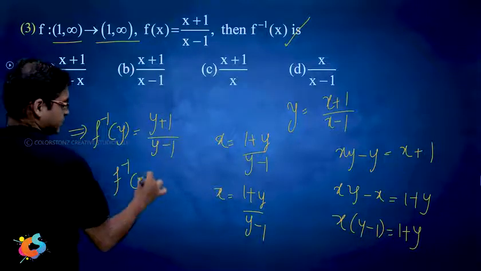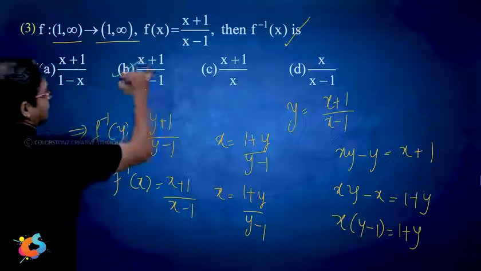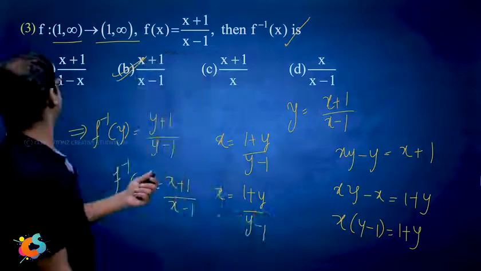So what will be f inverse of x? x plus 1 by x minus 1. So x plus 1 by x minus 1, option B is the correct answer. Simple, right? Let us go to the next question.